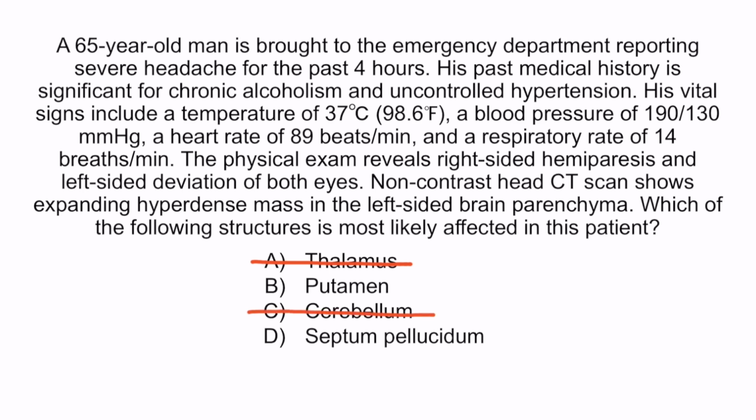Option C is incorrect because cerebellar hemorrhage is associated with cerebellar signs like ataxia, dysdiadochokinesia, and dysmetria, which are absent in this patient. Finally, option D is incorrect because septum pellucidum is an ultra-thin membrane separating the lateral ventricles from each other. It is typically not involved in the intraparenchymal hemorrhage. And that concludes our lecture on intracranial hemorrhage.